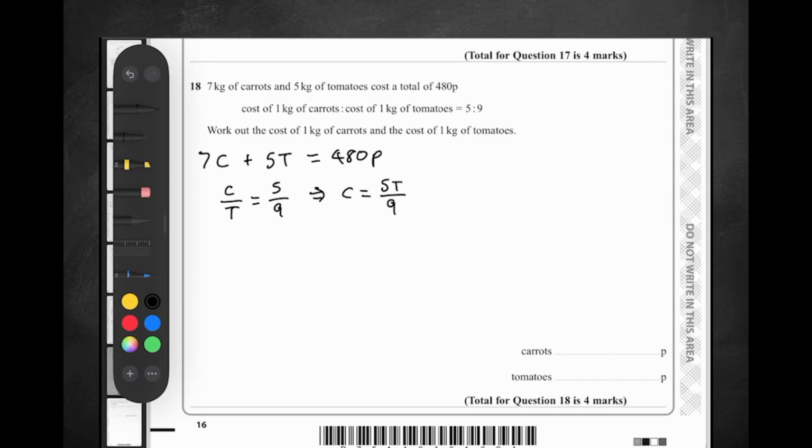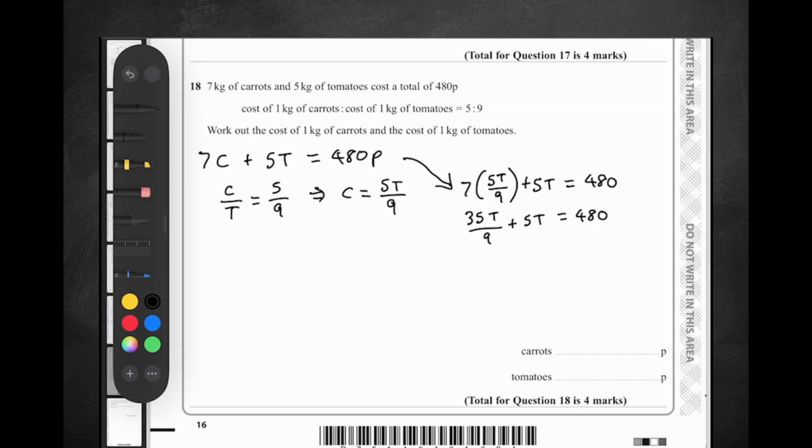So let's say that C, if we times both sides of this by T, equals 5T over 9. We'll then put the value of C into our equation at the top. So let's do this. 7 lots of 5T over 9 plus 5T equals 480 pence. Expand this out, so we get 35T over 9 plus 5T equals 480. Now, unfortunately, 35 does not divide by 9, so what we're going to have to do is times the 5T and the 480 by 9.